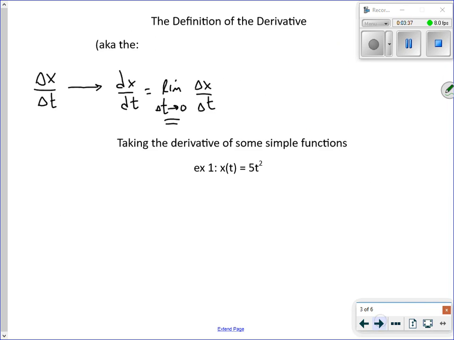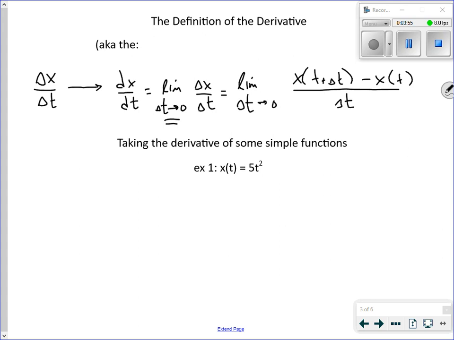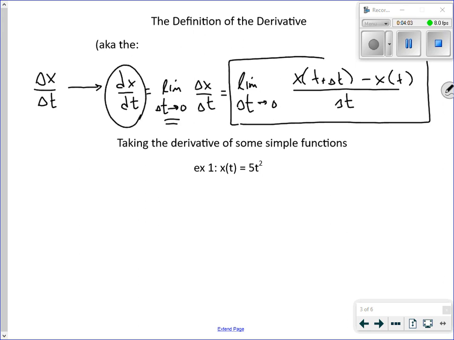And so our dx then becomes, we say, equal to the limit as delta t approaches 0 of x at t plus delta t, that's our x final, minus x at t, that's our x initial, over the delta t. And this is really the definition of the derivative of a function. Another word to say the derivative is the instantaneous rate of change.